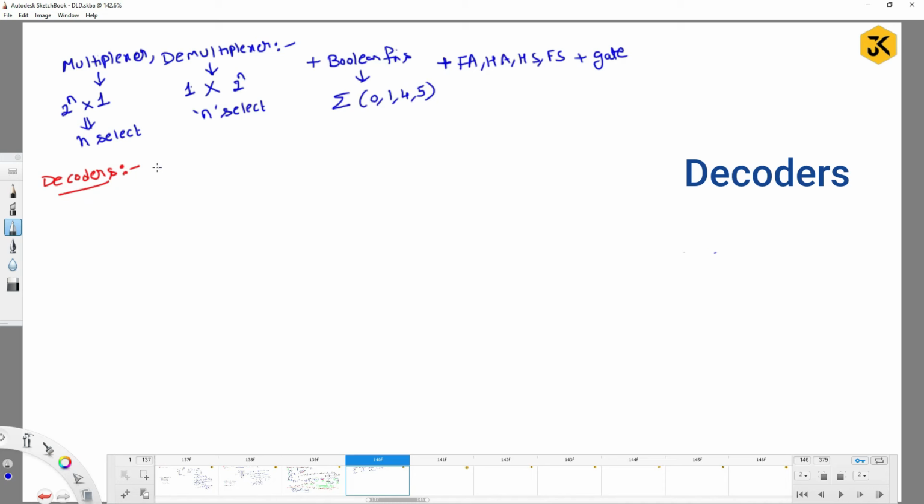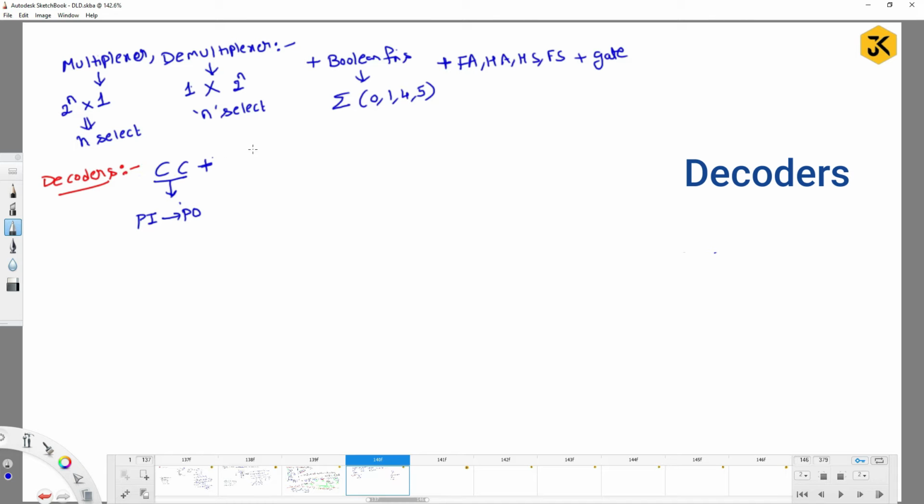So decoders is a kind of combinational circuit. Does it have any kind of memory element? No. Combinational circuit means it takes the present input and produces the output, but the present output does not depend on the previous outputs, right?